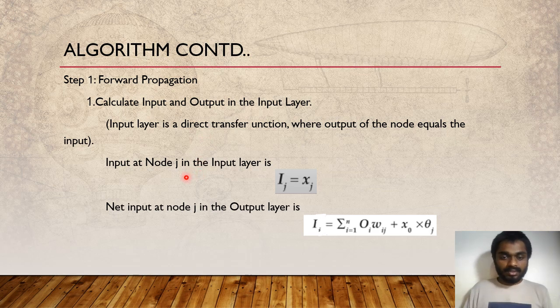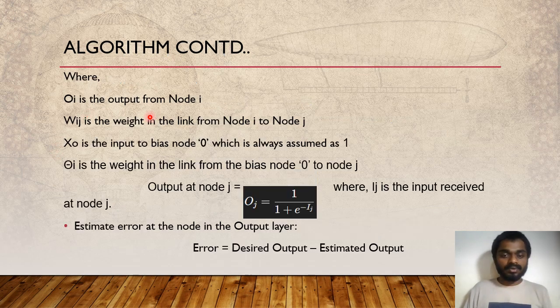Input at node j in the input layer is taken as Ij = xj, and the net input at node j in the output layer is calculated as Ij = summation of i = 1 to n of Oi × wij + x0 × θj, where Oi is the output from the node i and wij is the weight in the link from node i to node j. x0 is the input to bias node 0, which is always assumed as 1. θj is the weight in the link from the bias node 0 to node j.